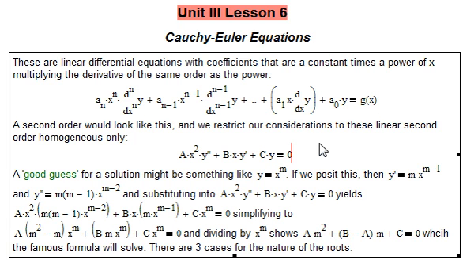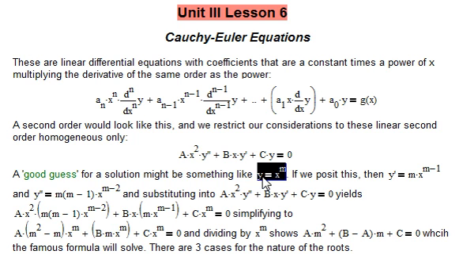And for a homogeneous Cauchy-Euler, what do you think would be a good guess? Well, a good guess might be something like x to the m power. Since we got these polynomials multiplying derivatives, that might be it. So, if that is our guess, then y prime would be m times x to the m minus 1. And y double prime means we got to take a derivative of this, would be m times m minus 1 times x to the m minus 2.